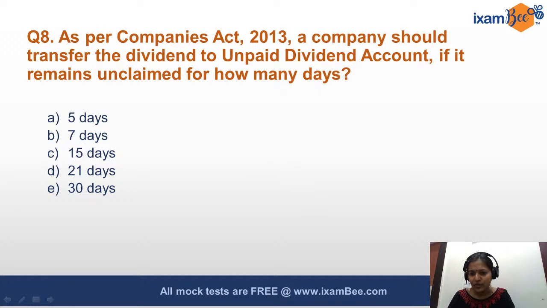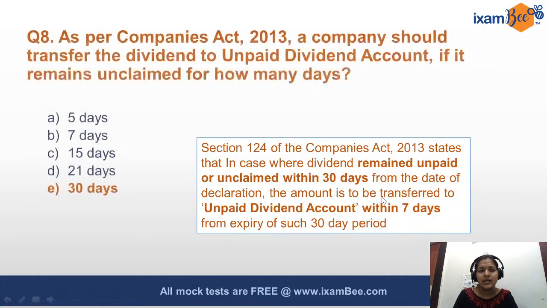Okay, so majority of you are saying D. Okay, D is not correct. The answer is 30 days. Okay, so there are two aspects, two dates. Please don't get confused. Please read the question very carefully when it comes in the exam.